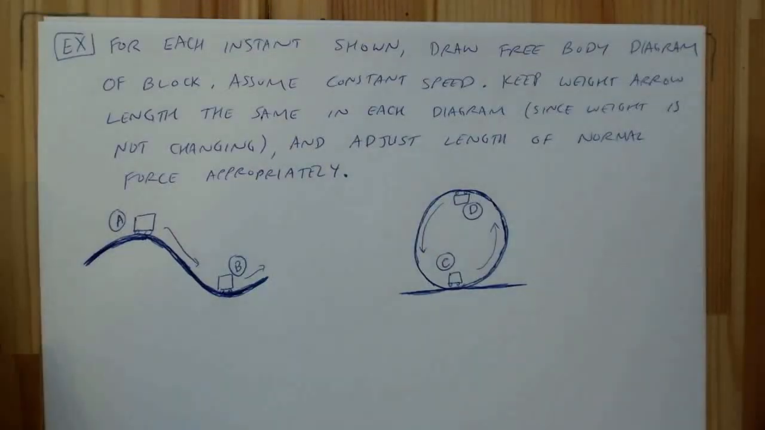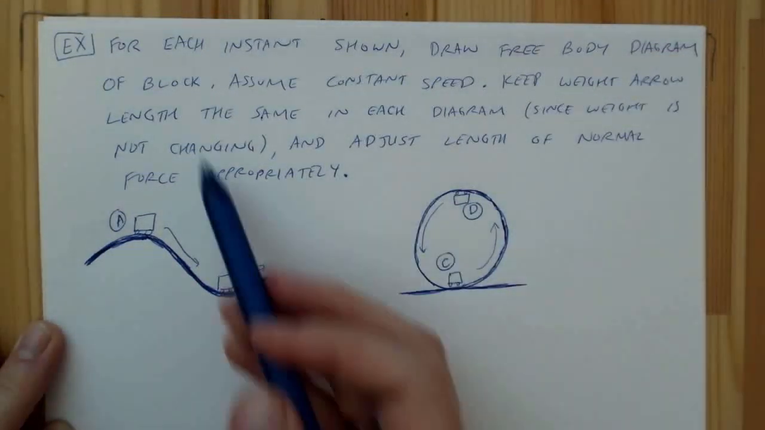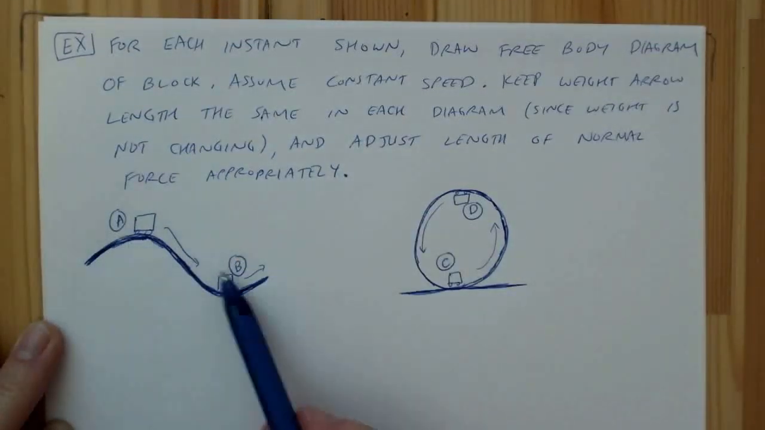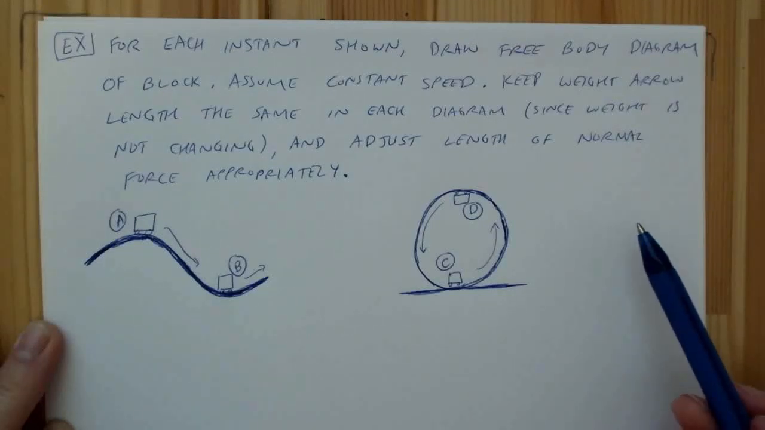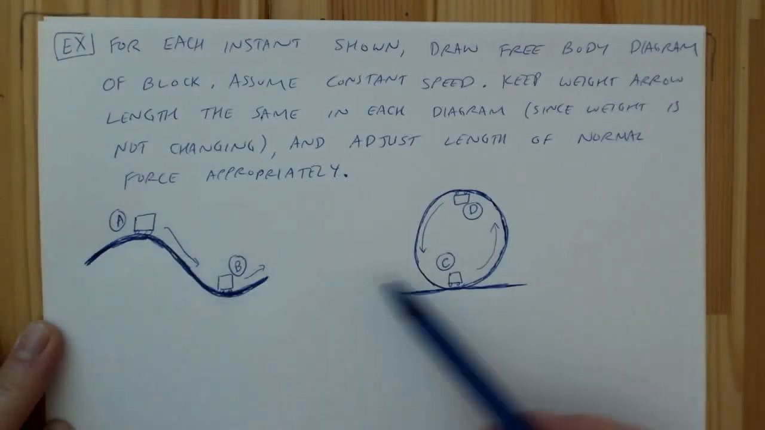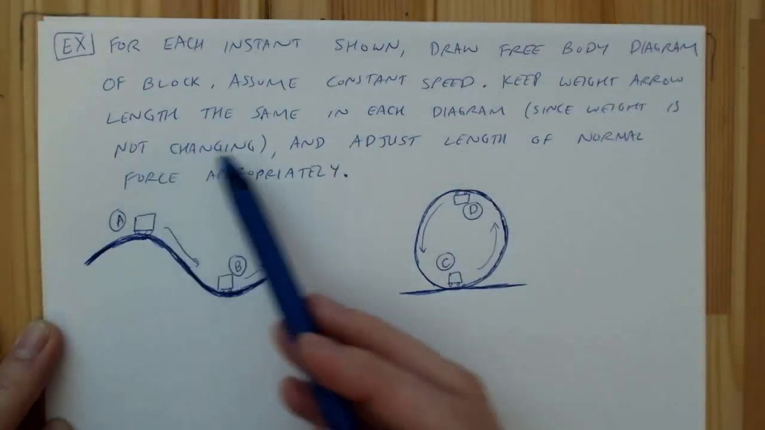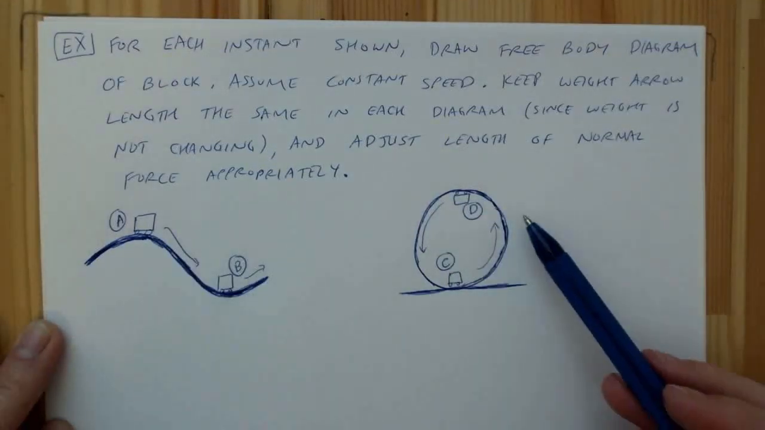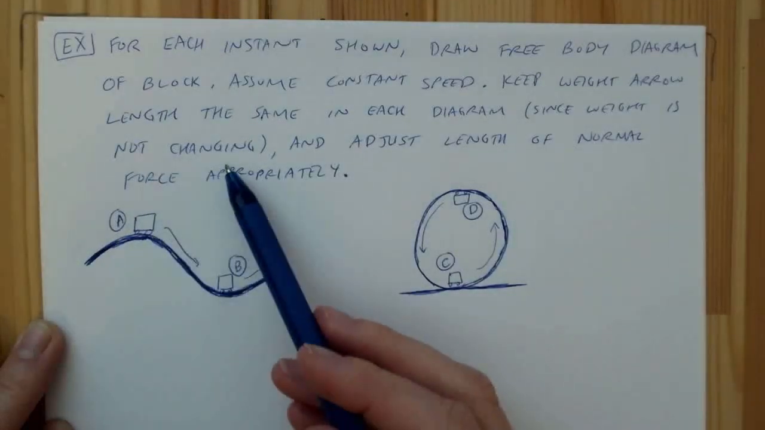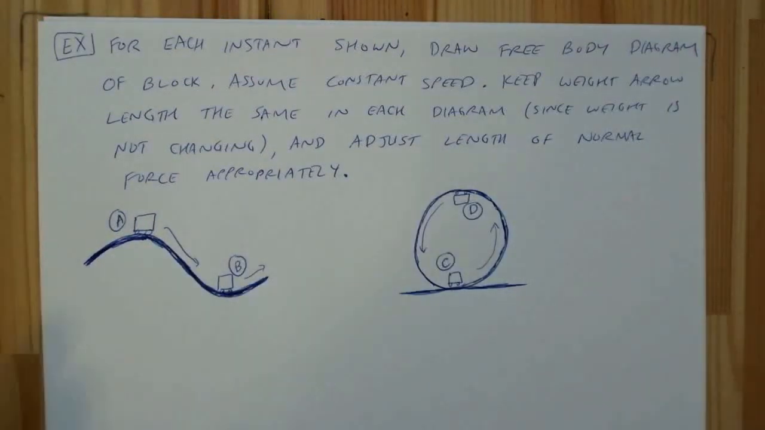So now we're going to move on to another example, this time a conceptual example, that asks us at each instant shown, A, B, C, and D, to draw the free body diagram of the block, assuming that it's moving along these tracks at a constant speed. We're told to keep the weight arrow length the same in each diagram, right? Since the mass is not changing, the force of gravity is not changing. So then we would have identical lengths of weight arrows between all our diagrams. But we're told to adjust the length of the normal force appropriately.